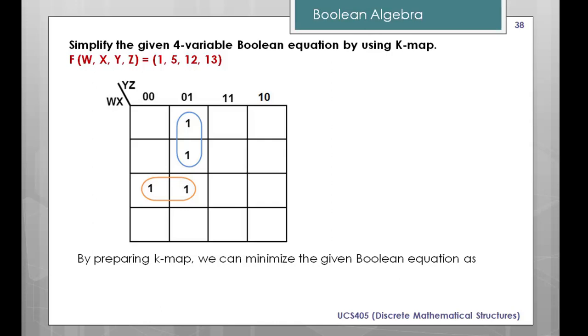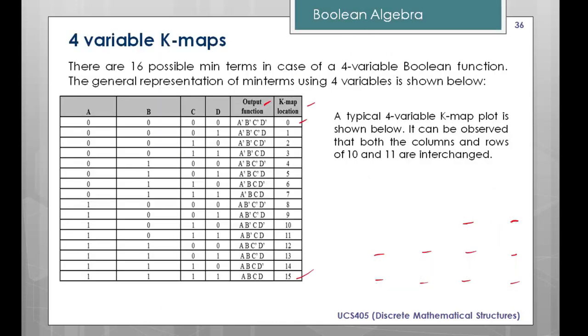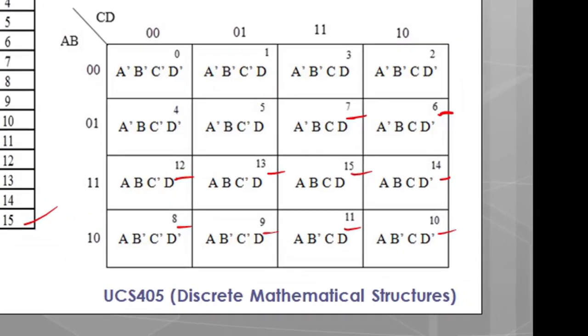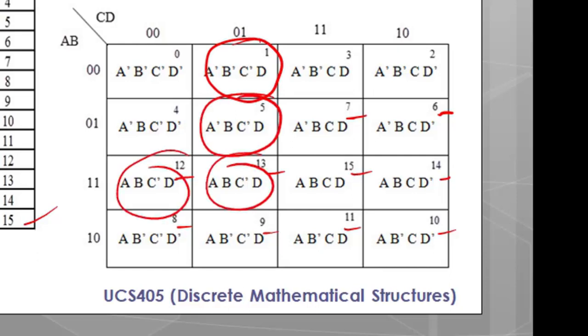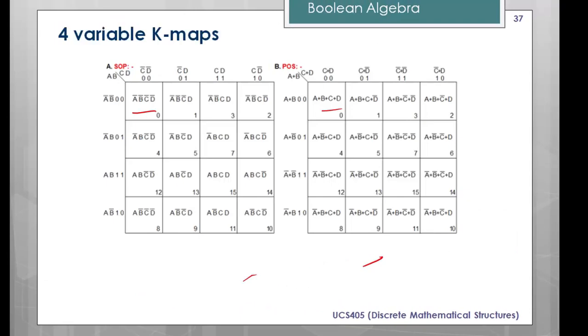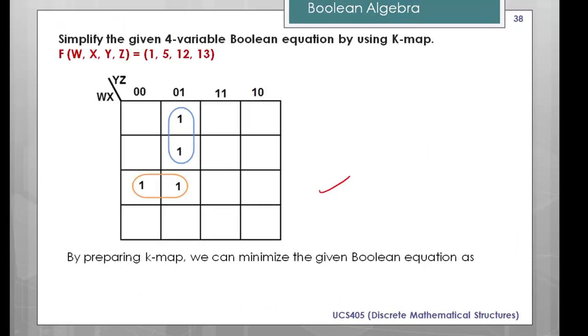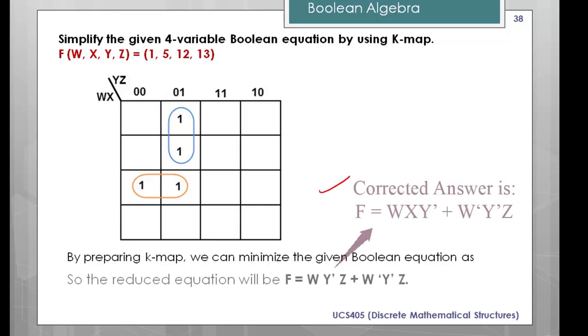At which positions do we have to place the 1: 5, 12, 13. Just see it here. What it is saying, 1 means this position, 5, 12 and 13. So these 4 positions will be 1, the rest all are 0. Now by preparing the K-map, we can minimize the given Boolean equation. First we will make this pair and this is the second pair.